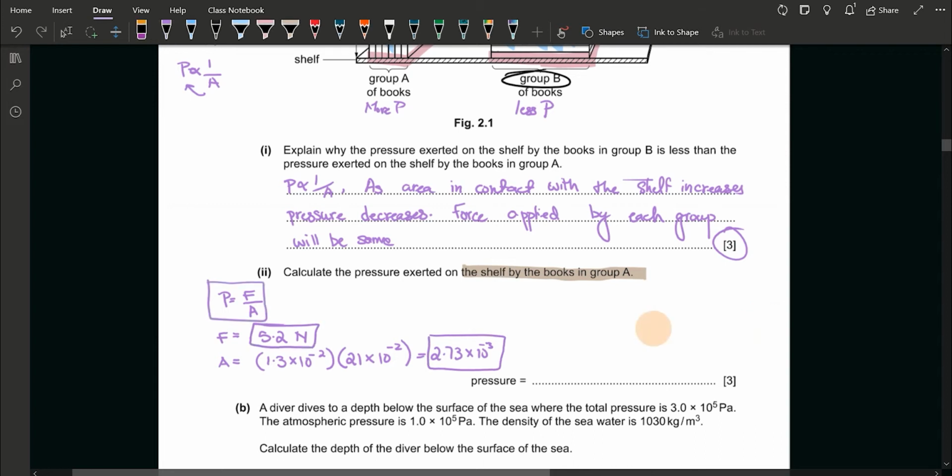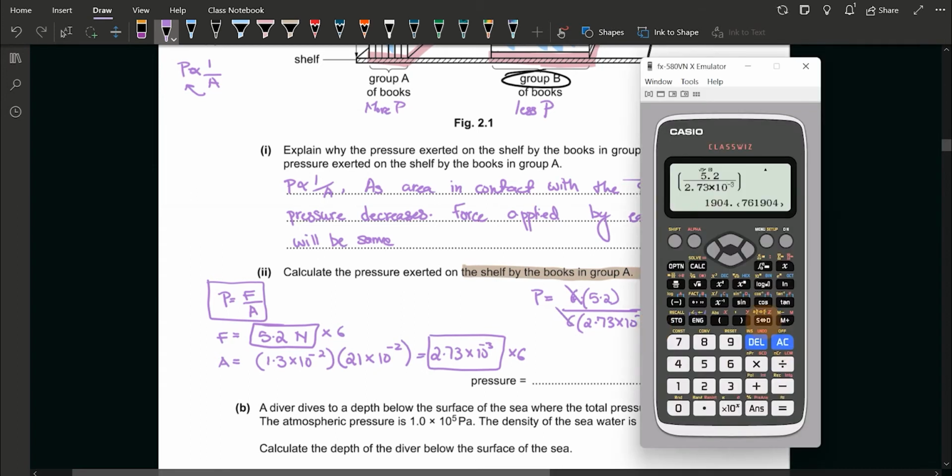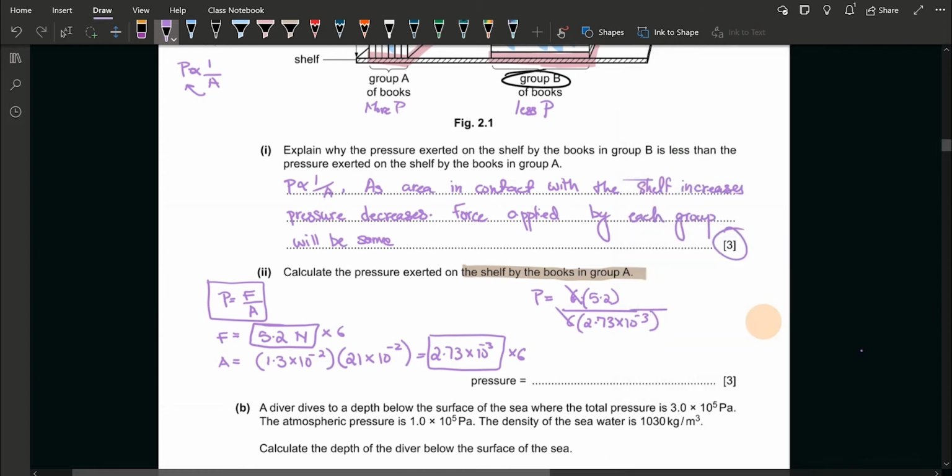To find out the total pressure, we multiply this force by 6 and this area by 6 because we have 6 books, and we can write our numbers in the equation, which is going to be 6 into 5.2 divided by 6 into 2.73 into 10 raised to the power minus 3, and eventually this will cancel out, so we are going to get 5.2 divided by 2.73 into 10 raised to the power minus 3, which is going to give us our answer as 1904. We can round it off to 3 significant figure, which is going to be 1900. So we can write 1900 Pascal.